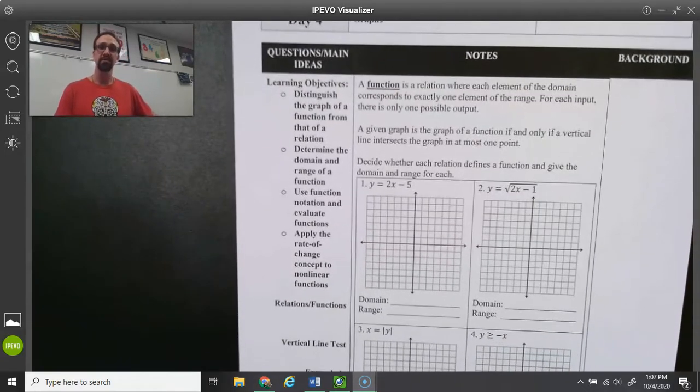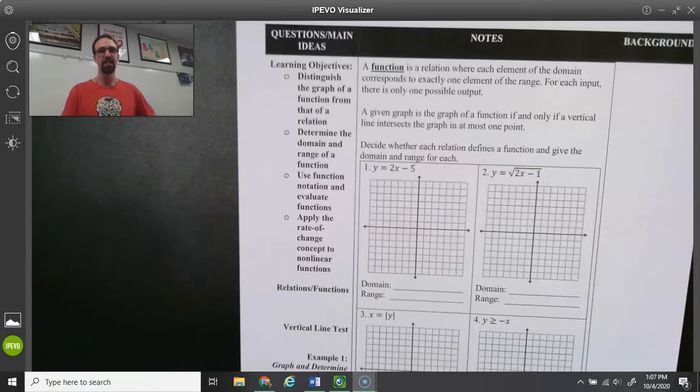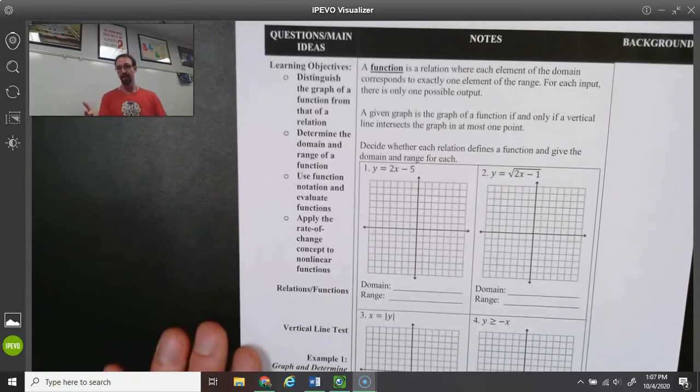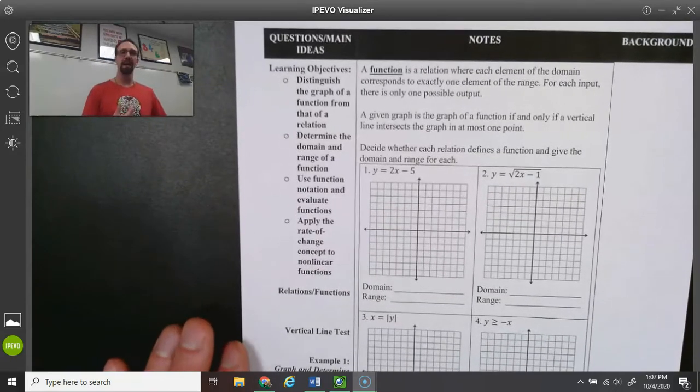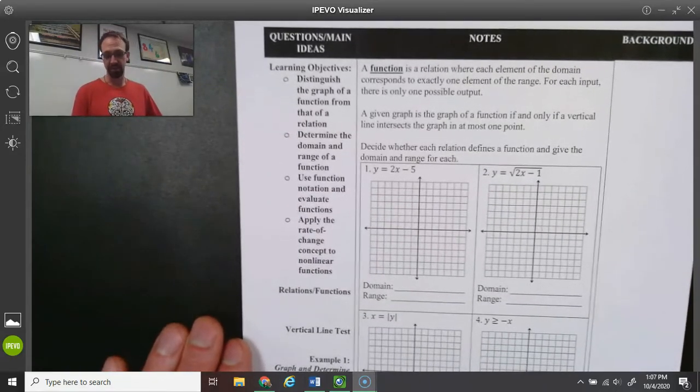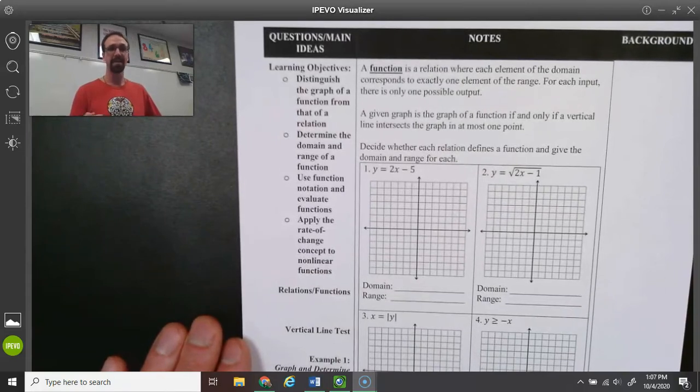So in this case, for each input, there's only one possible output. These are what you call your real-life examples. If a company produces X amount of products, then it's going to make a profit of Y. And that profit, Y, is dependent on that X value.